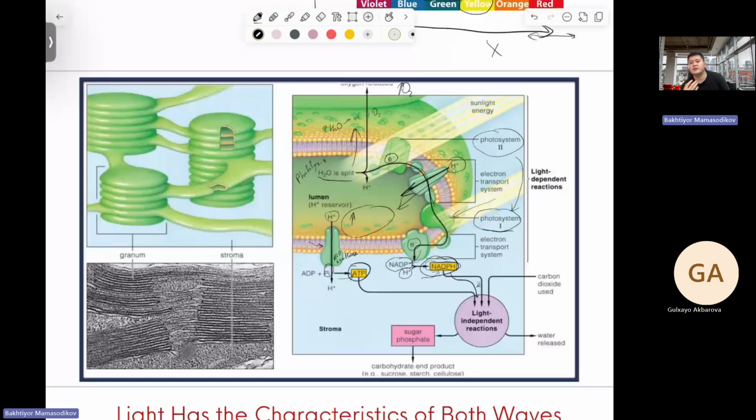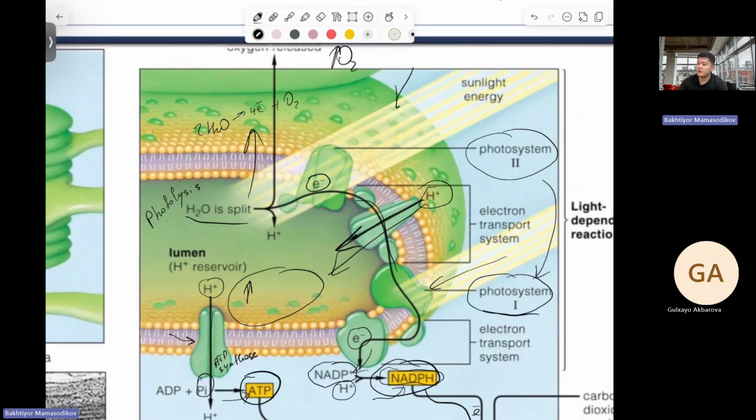And the sunlight energy is used to split the water. That's all happening because of the sunlight. Sunlight energy is used to split the water, making the ATP, making the NADPH, and releasing the oxygen. All of this is happening in the thylakoid membranes. So this is one thylakoid, and this is the membrane of the thylakoid. Okay.